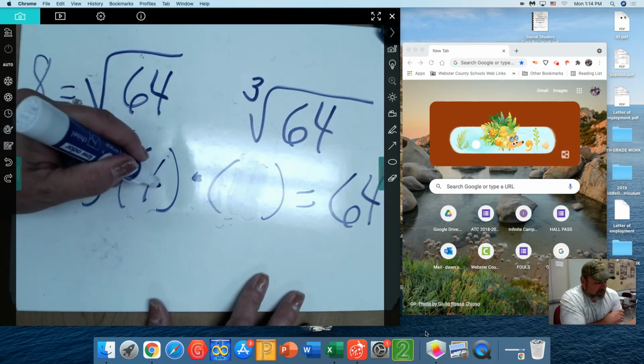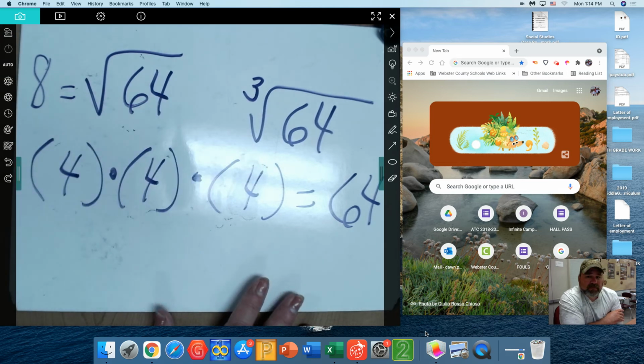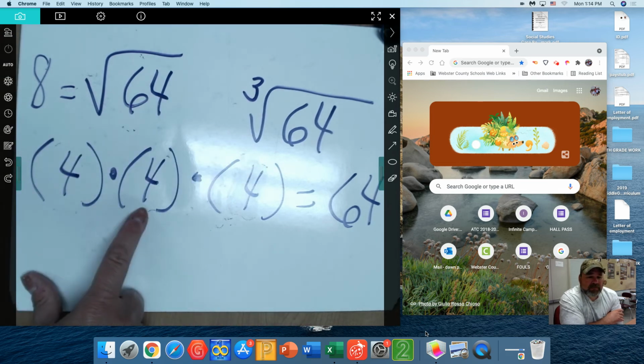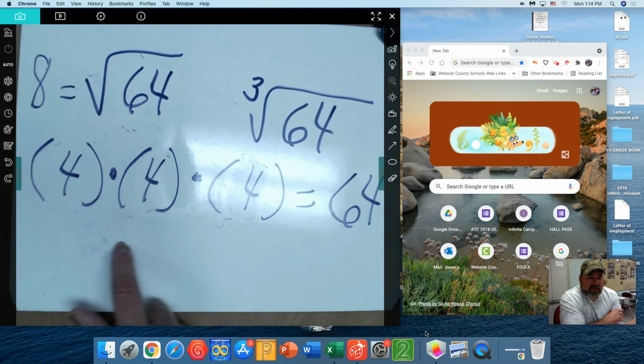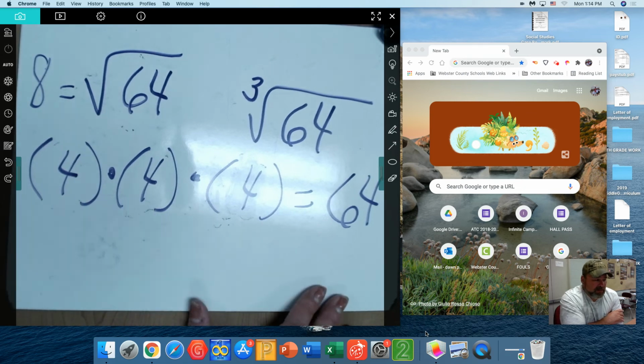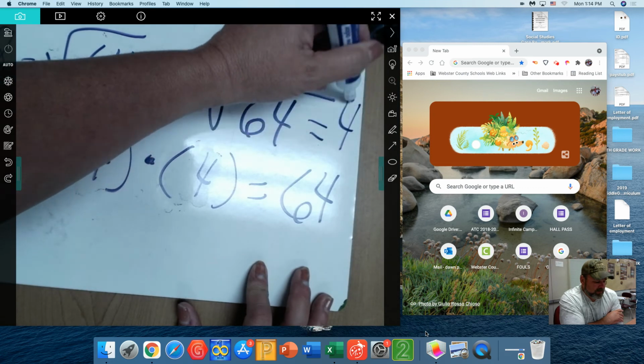So I'm going to try a lower number of 4. 4 times 4 is 16. 16 times 4 is 64. So that has to be my match. So the cube root of 64 is 4.